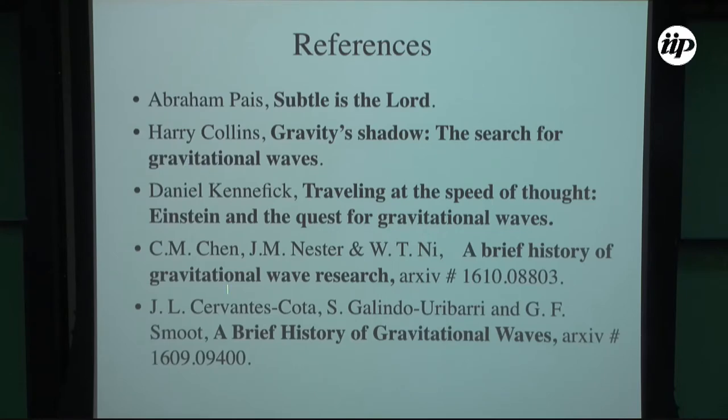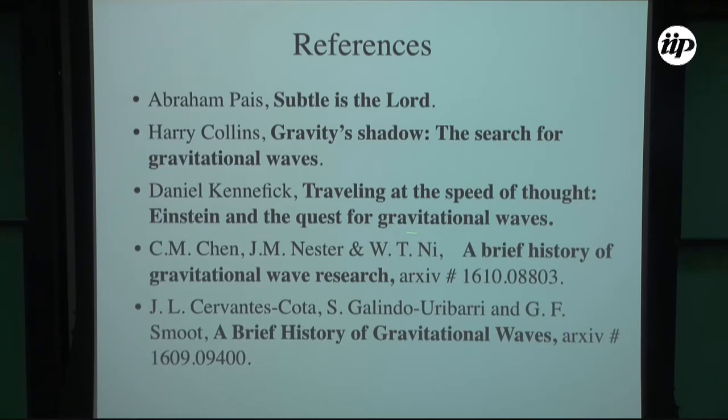These are the main references that I use throughout these slides. The book by Abraham Pais doesn't have much about gravitational waves, but it has a lot about Einstein's thought. Harry Collins has two more books, but they're very enlightening, particularly the discussion about why Weber failed with discovering gravitational waves. What were the main mistakes in his techniques? And a very lovely book is Daniel Kennefick, Traveling at the Speed of Thought: Einstein and the Quest for Gravitational Waves.